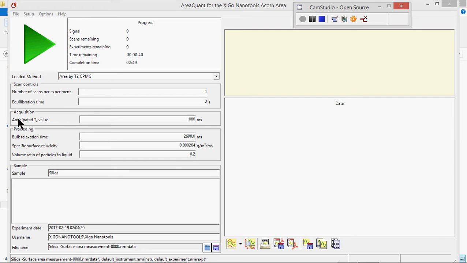In addition, the bulk relaxation time that you will enter will be the bulk T2 relaxation that can be measured with T2 autoparameters. Otherwise, the method approach is very much the same.